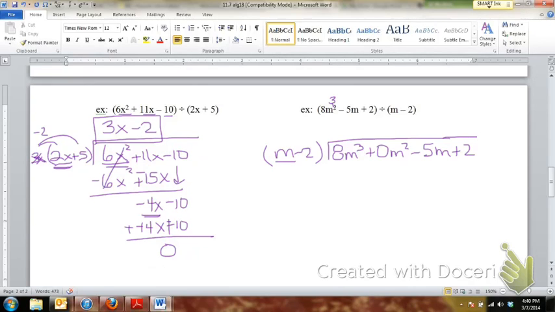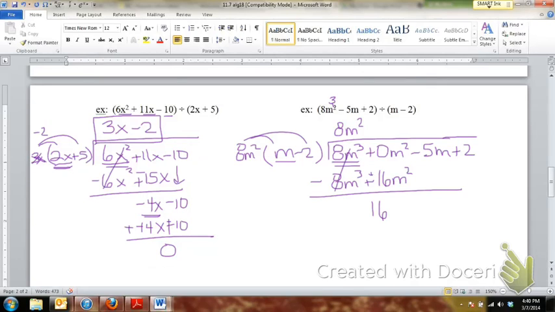So, m to 8m to the third, I need 8m squared. Sorry, that's 2 squared. Okay. Put it out front. Distribute, distribute. 8m to the third minus 16m squared. Subtract, subtract. That goes away. Minus a negative is really plus. Plus 16m squared. Bring down my minus 5m.